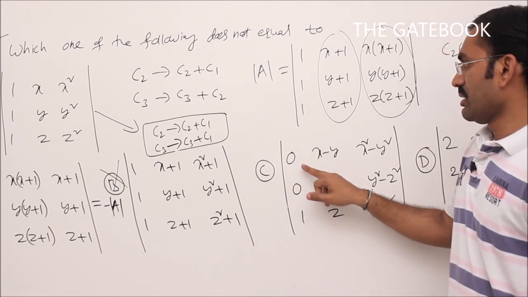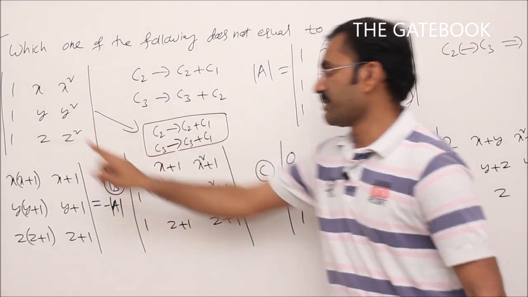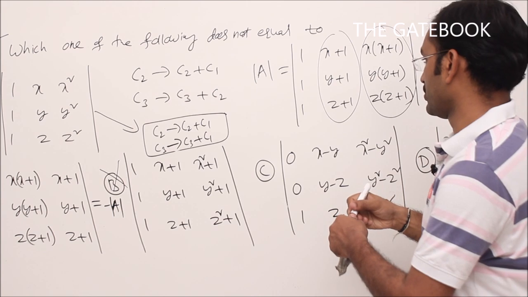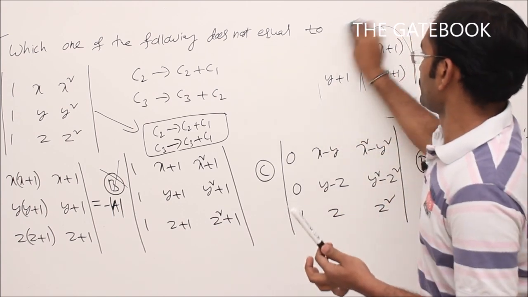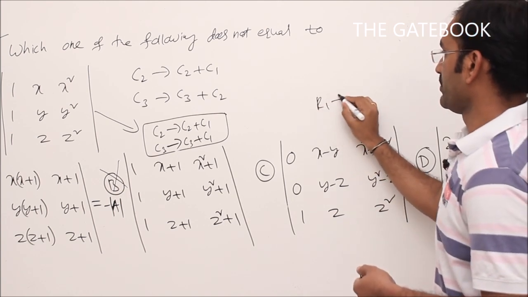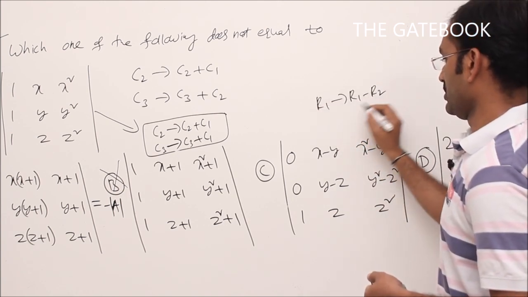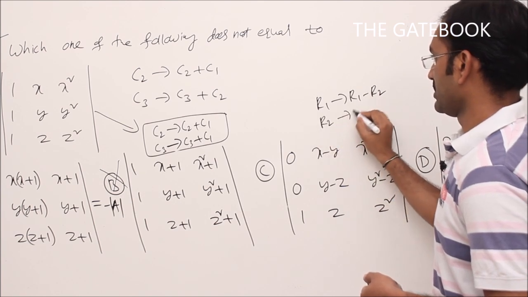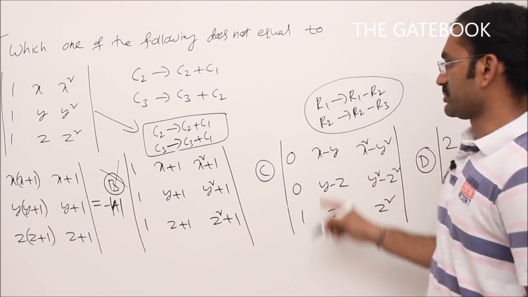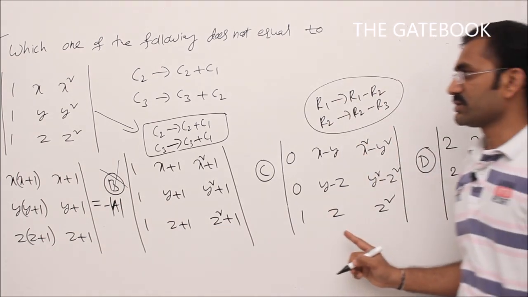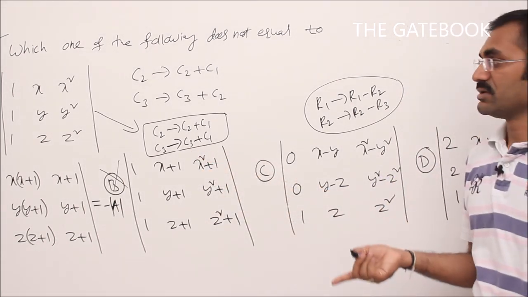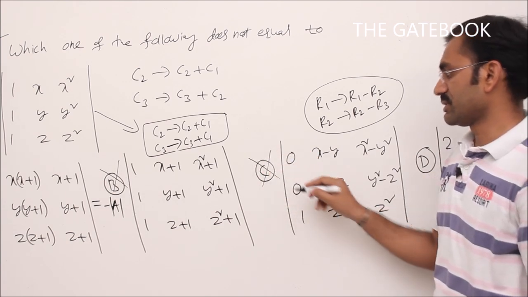In place of R1, replacing R1 minus R2. For option C, R1 implies R1 minus R2, R2 implies R2 minus R3. We will get option C. In this case also, the determinant of A and the determinant of this matrix are equivalent, no change. So this is also not the correct option.